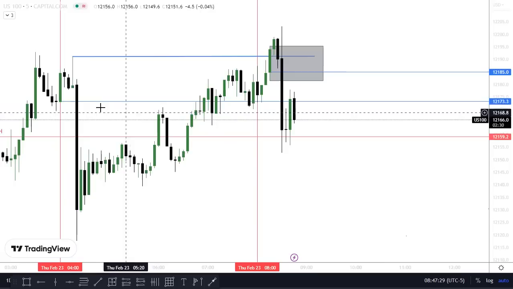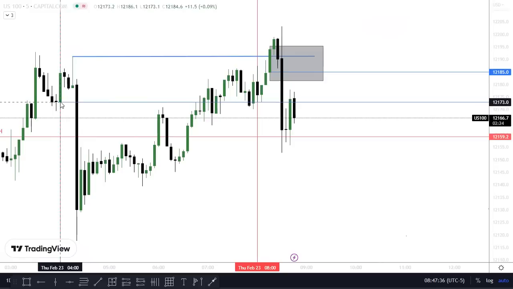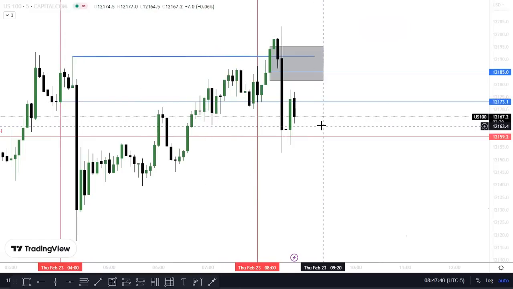What's the 4 AM price? 4 AM open is 12,173.2. Chris Laurie, this is my design. No flaw in the design. No money loss is a win.